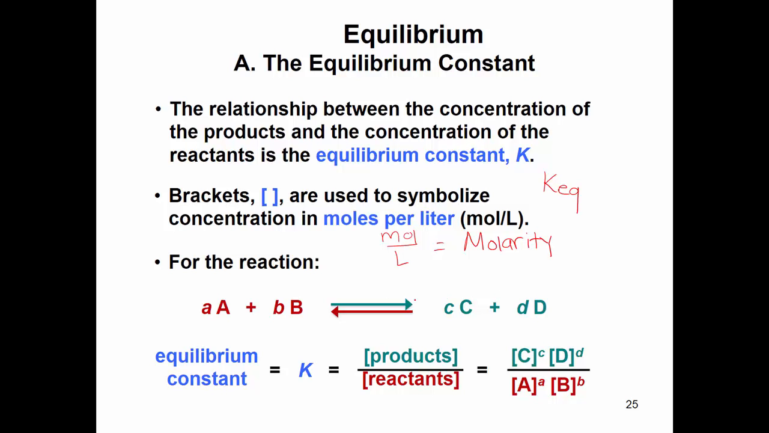So we have this general reaction: A plus B yields C plus D. These lowercase letters are the coefficients, the number out front. It could be anything really. To calculate an equilibrium constant, K is equal to the concentration of the products raised to the power of their coefficient, which is in the balanced equation here. We have an equilibrium reaction because we have two arrows, forward and reverse. This is divided by the reactant concentrations raised to the power of their coefficients.